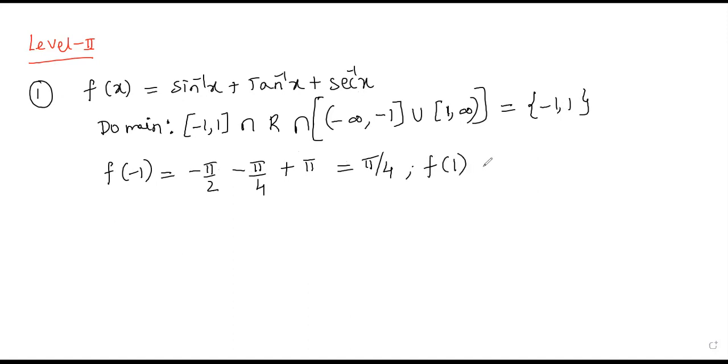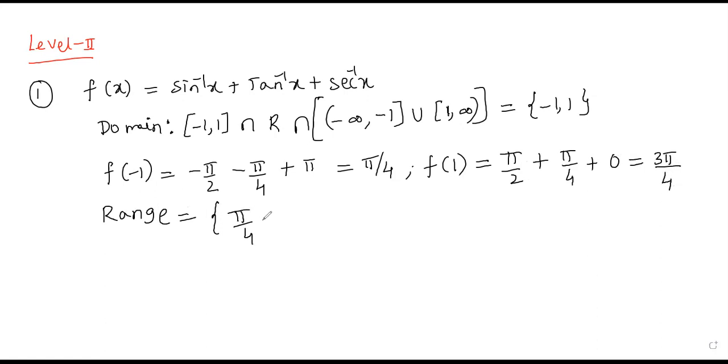Next, f of 1. So f of 1, what will you get? Sine inverse 1 is pi by 2. Tan inverse 1 is pi by 4. Secant inverse 1 is 0, because secant 0 is 1. So 3 pi by 4. So this range contains two elements, pi by 4 and 3 pi by 4.